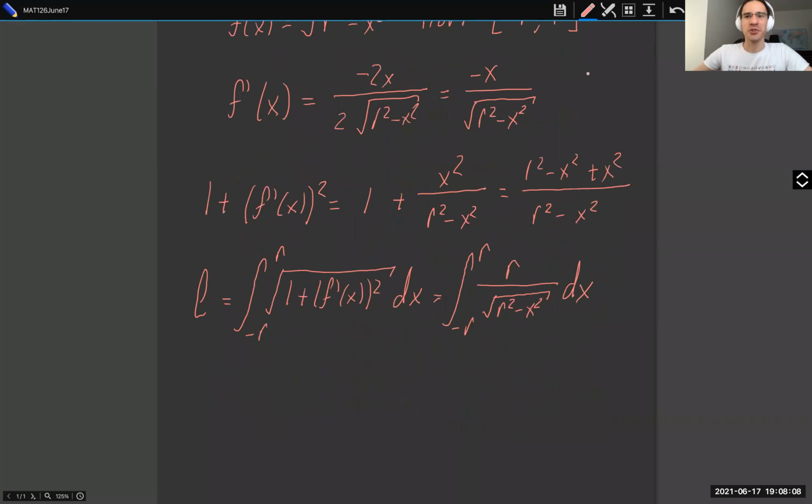Now, what substitution do I make? So I look at this integral. I have r squared minus x squared. What do I let x be? It's a trig substitution.